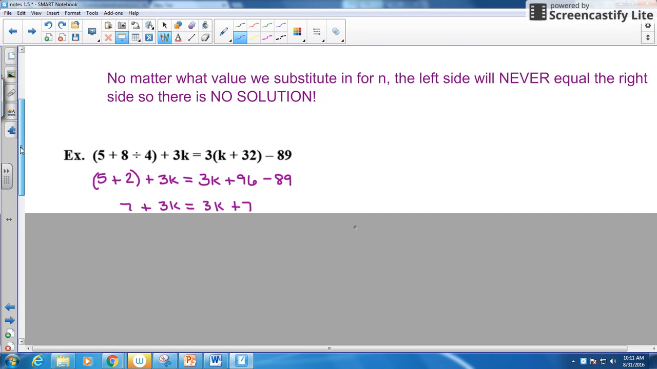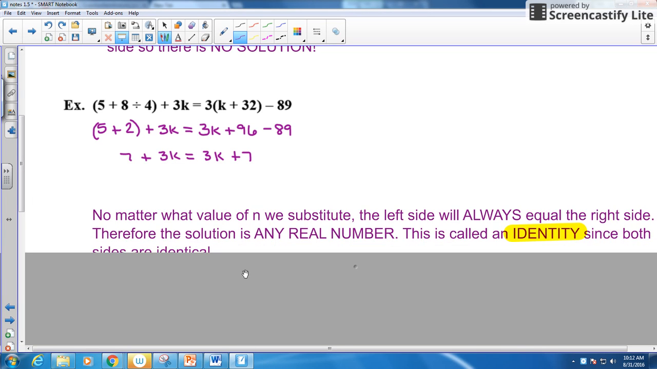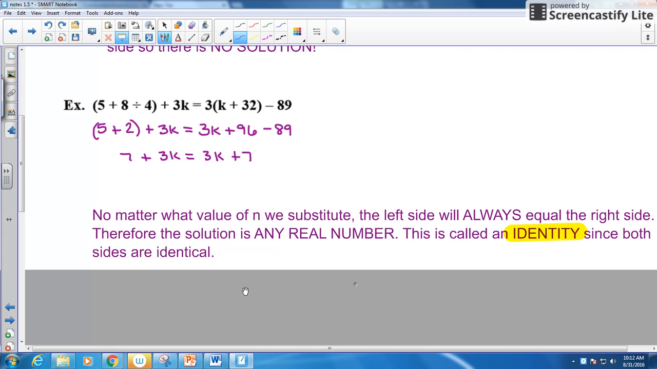Here's our next one. When I simplify using my order of operations, I did a couple of steps at a time, so again, we're past the point where I'm going to make you show me every single step every time. Ultimately, when I simplify it, I get 7 plus 3k equals 3k plus 7. Here's an example where no matter what value I substitute, the left side is always going to equal the right side. Therefore, my solution is any real number, which would be an infinite amount of solutions.